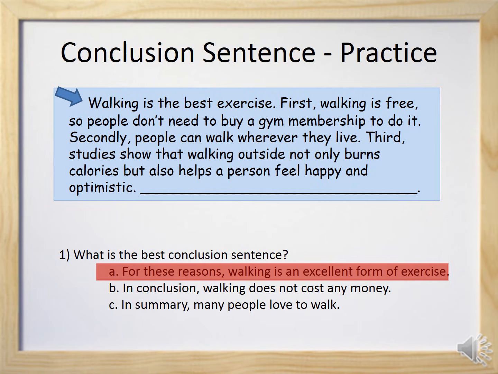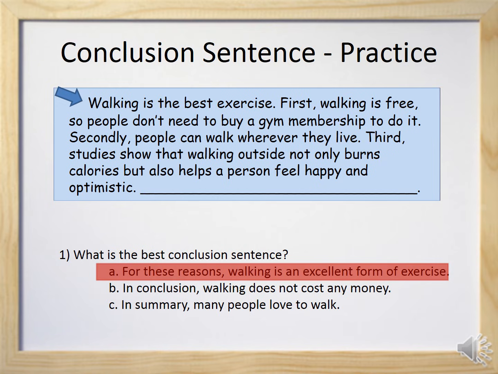We know that conclusion sentence B isn't correct. In conclusion, walking does not cost any money. It isn't correct because it's too specific to be a conclusion sentence. Also, walking does not cost any money doesn't match the main idea in the topic sentence, walking is the best exercise. Those are different main ideas.